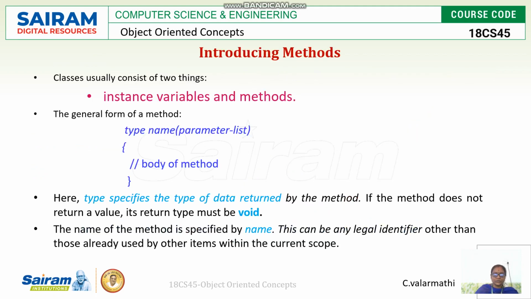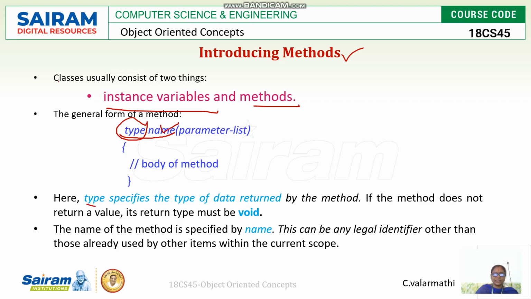Then what is the use of methods? When you take one class, it has two things: instance variables and methods. So what is the general format of a method? It has the type, that is the return type, then the name of the method and the parameter list. It is very similar to member functions in C++.